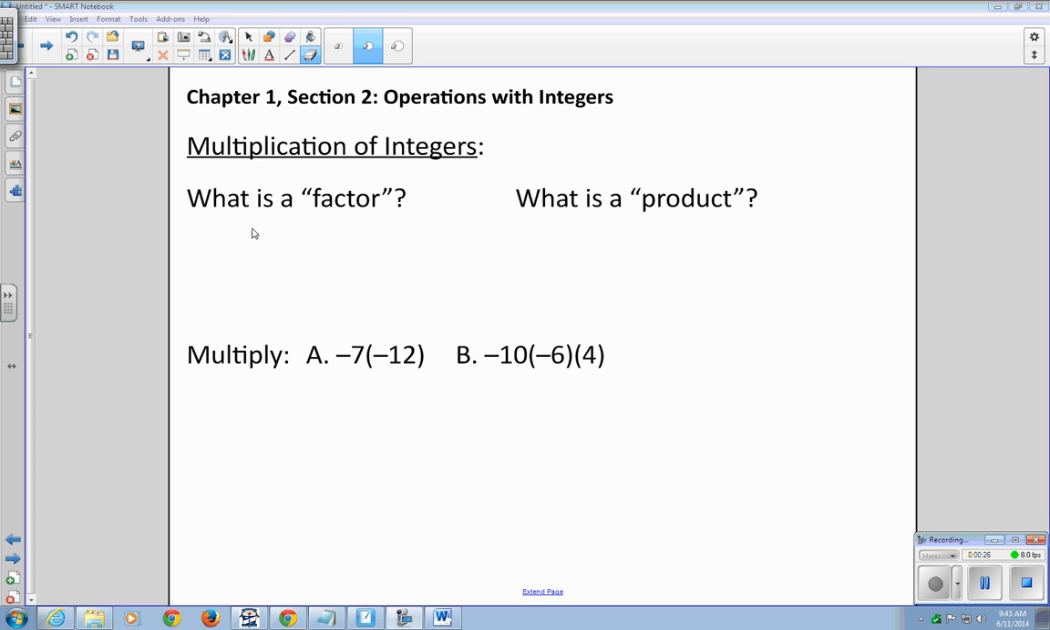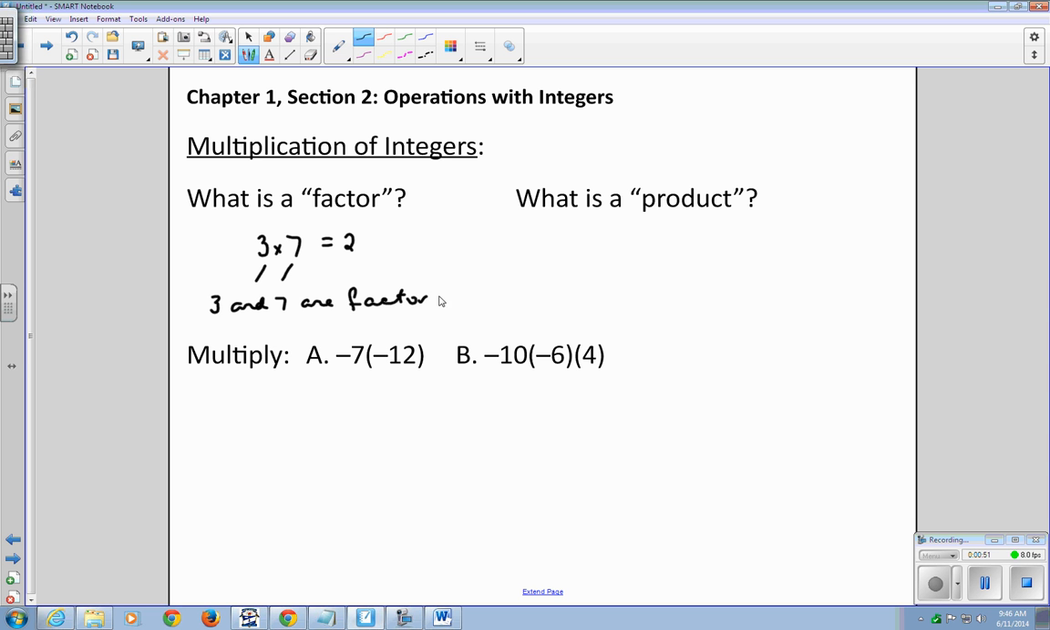So, for example, let's take a multiplication such as 3 times 7, which we know to be 21. In this case, 3 and 7 are factors, because those are the two numbers that are being multiplied together. On the other hand, 21, the result of that multiplication, is the product of those two values.